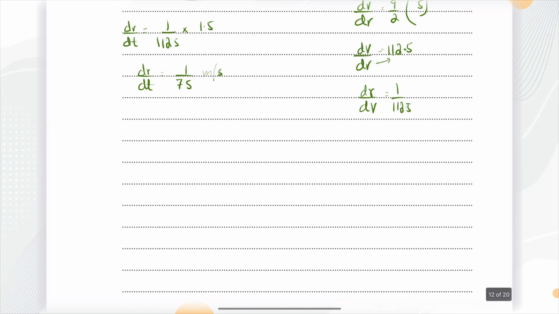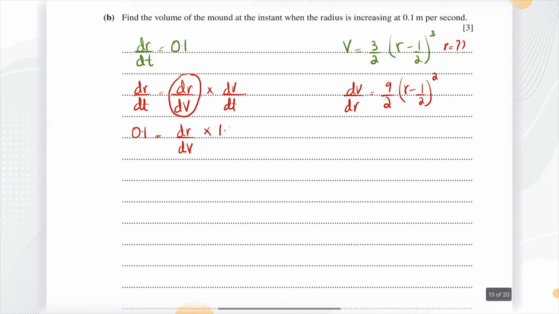So that means I can replace this with 1.5. Now this will allow me to find out the value of dr upon dv. How? All I have to do is take 1.5 over to the other side, so 0.1 divided by 1.5 gives me the value of dr upon dv. So let's work this out. 0.1 divided by 1.5 gives me 1 upon 15.